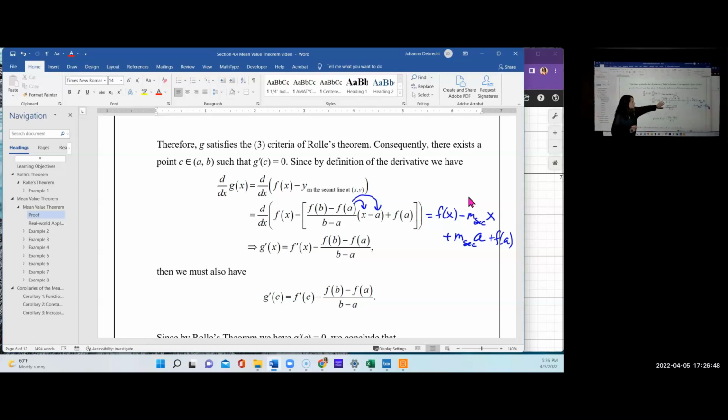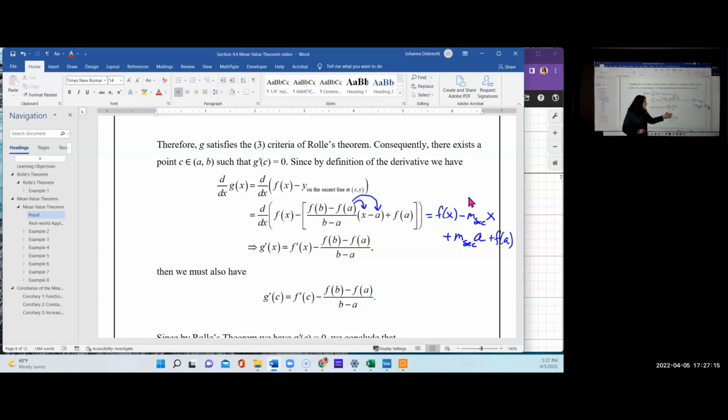When we take the derivative of this, the last two terms will zero out. The derivative of a constant is 0, so the last two terms disappear. That leaves us with f prime of x and the coefficient of the second term, which is the slope of the secant line. And the slope of the secant line is represented by the difference quotient, f of b minus f of a over b minus a.